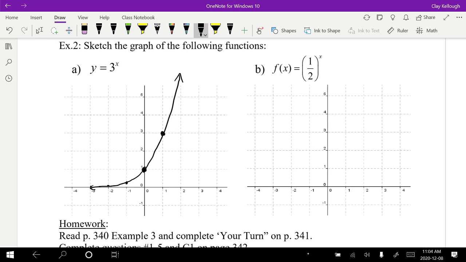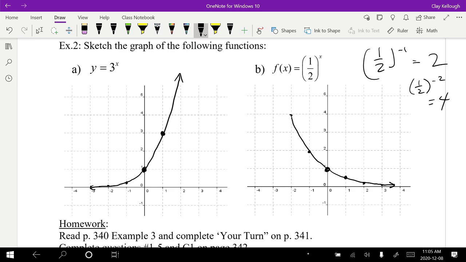And then what about 1/2 to the power of x? Well, again, anything to the power of 0 is 1, so it still goes through there. But what's 1/2 to the power of 1? A half. What's a half squared? A quarter, an eighth. So we are heading towards our asymptote that way. And then what's 1/2 to the power of negative 1? Any ideas? 2. So it's actually going up. And then 1/2 to the power of negative 2 is 4. So that's why this graph is backwards. Looks like the mirror image of y equals 2 to the power of x.